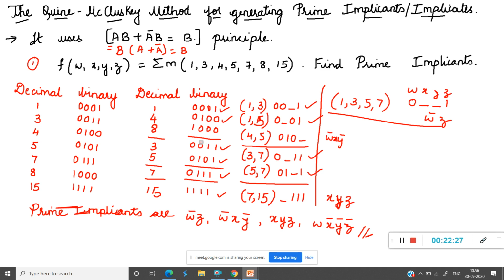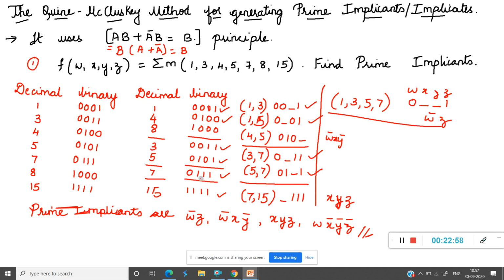Next, the first group should be compared with the second group if they differ only in one bit position. For example, 1 and 3 differ only in one position, that is the third bit position. So I have written 0 0 dash 1. Similarly, 1 with 5 differs in the second bit position, so put a dash here and write it again. Next, 4 with 5 differs in the last bit position, so I have written it like this.